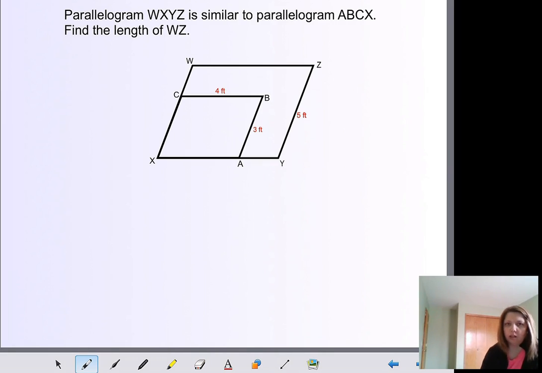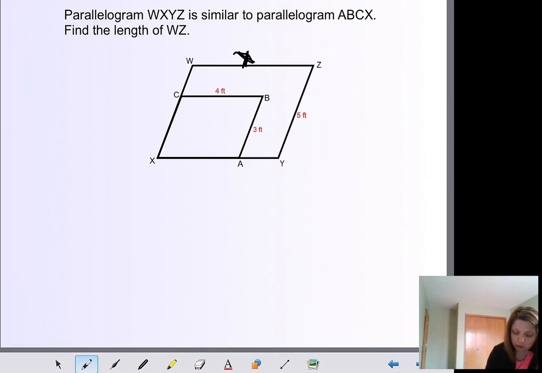So we have a parallelogram that starts W, X, Y, and Z. And similar to this parallelogram, we have A, B, C, X. Find the length of WZ. So we want to know what this length here is equal to. This is my x. And we will apply the same strategy.